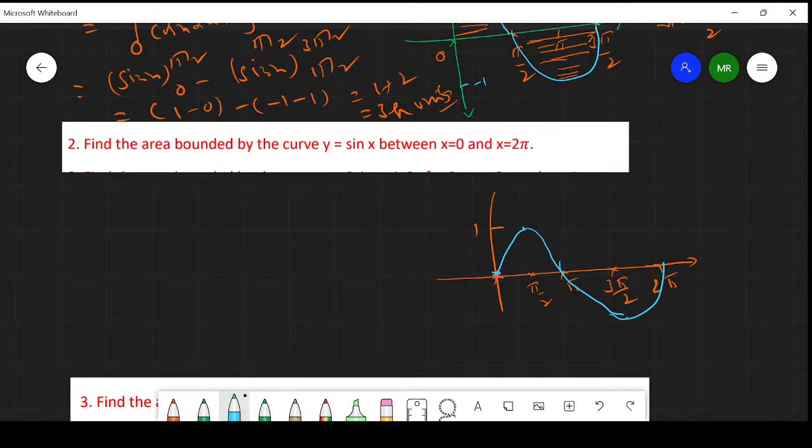So this is a rough sketch only. This is the pi, right? This is 3 pi by 2. At 3 pi by 2 the graph will come to minus 1, right? The graph will come like this. This is pi, this is 2 pi. Pi by 2, this one, maximum 1.